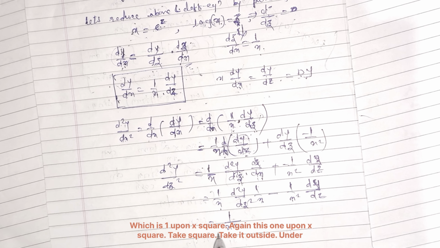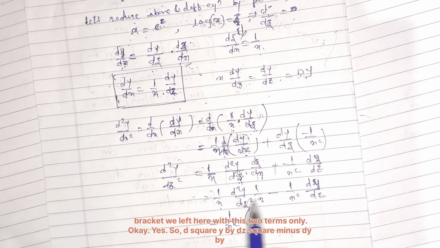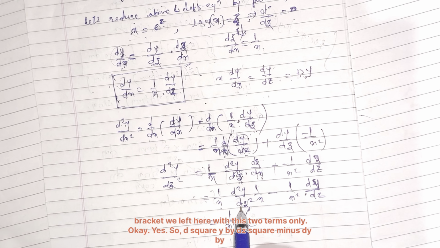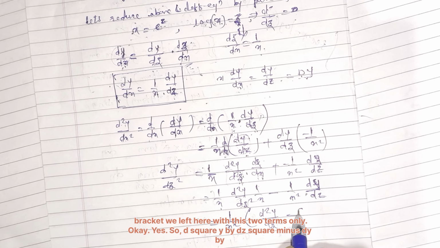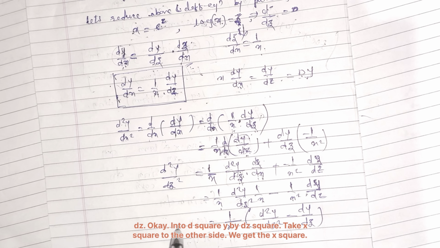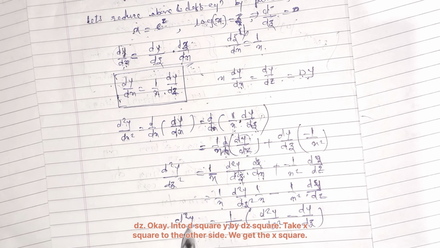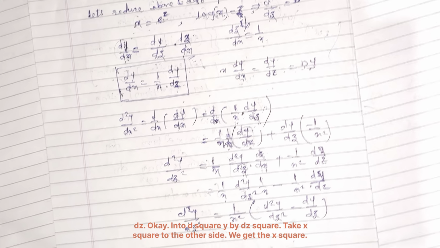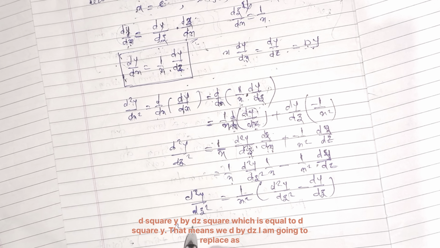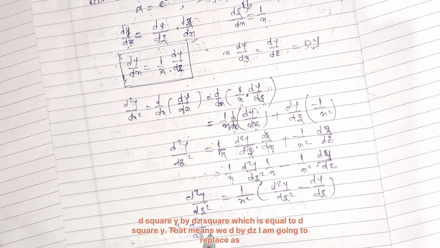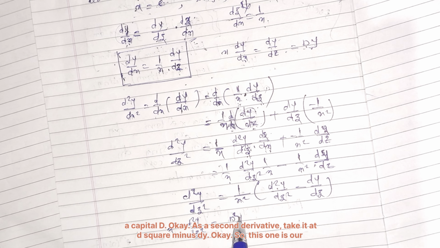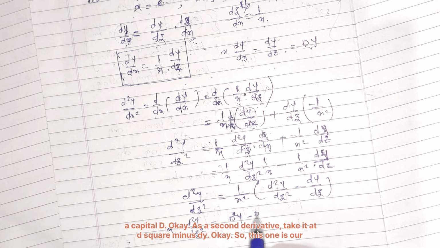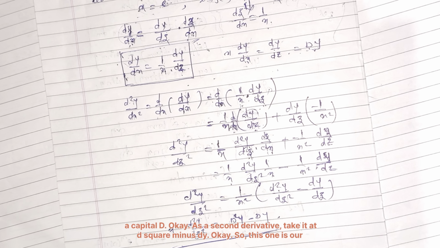Again this 1 upon x square, take it outside; under the bracket we are left with these two terms only: d square y by dz square minus dy by dz. Take x square to the other side, we get x square d square y by dx square equal to d square y by dz square minus dy by dz. I'm going to replace dy by dz as a capital D, and the second derivative as D square, so D square minus D. This one is our given reduced form.